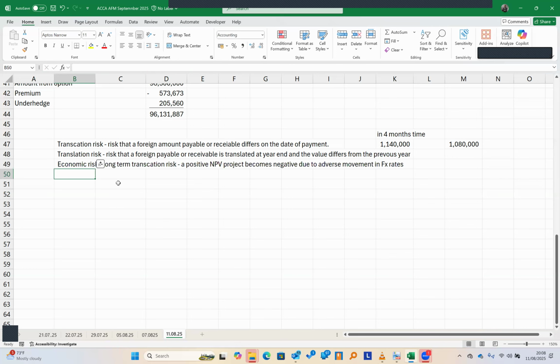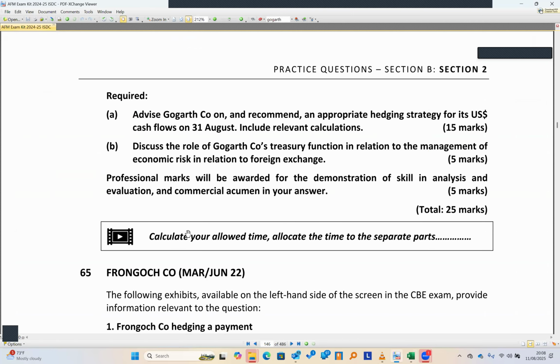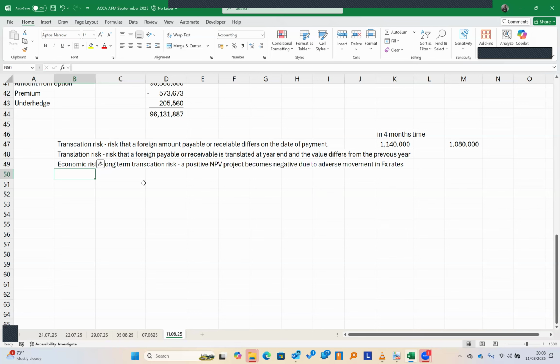So having understood those risks, remember when you're answering this question, they are not asking you to really explain what those things are, but you can put them in one paragraph really, just to set the stage. Okay? Just to set the stage. So now, where do treasury people come in? Okay? So the treasury people, where do they come in?